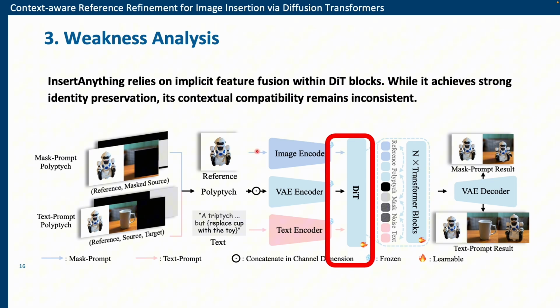Okay, despite the advantages, Insert Anything still has some limitations. As shown here, image, text, and latent features are directly injected into the DiT blocks, meaning the model mainly relies on implicit feature fusion inside the transformer. Although DiT is powerful, this design does not explicitly involve contextual alignment between the inserted object and the target scene. As a result, the framework preserves object identity well, but contextual inconsistency can still occur, such as mismatched lighting, scale, or scene semantics.